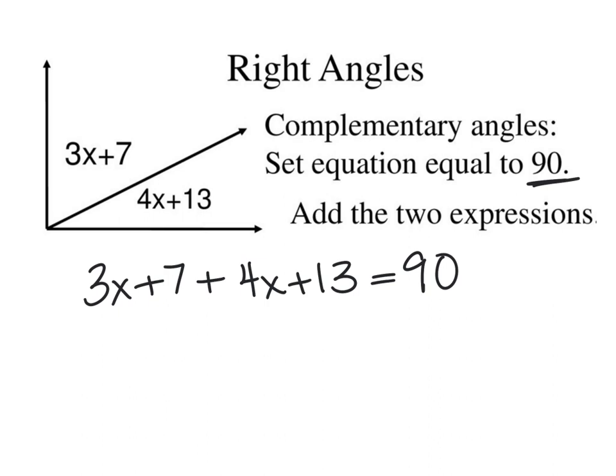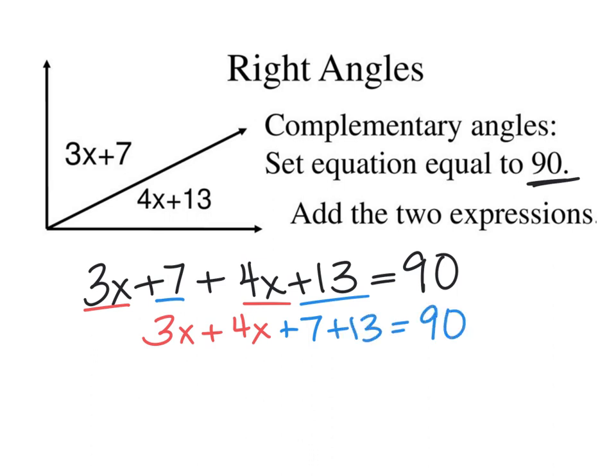Now I'm going to think about my like terms that I can combine. If you want to think back to that burger, fries, that fast food ordering, we want to put the things that are like together. So 3x and 4x, so using the commutative property of addition, I'm going to reorder so those two are together. And then I have plus 7 and plus 13, so those are both constants, just numbers. And so I'm going to put those together again using the commutative property of addition.